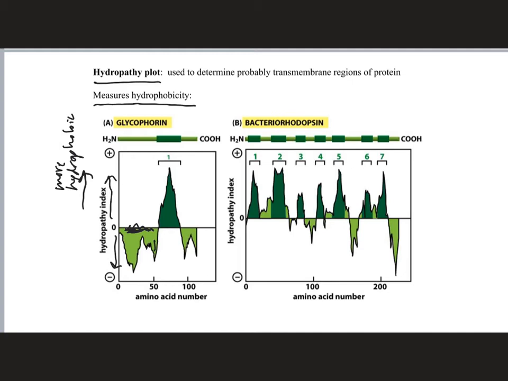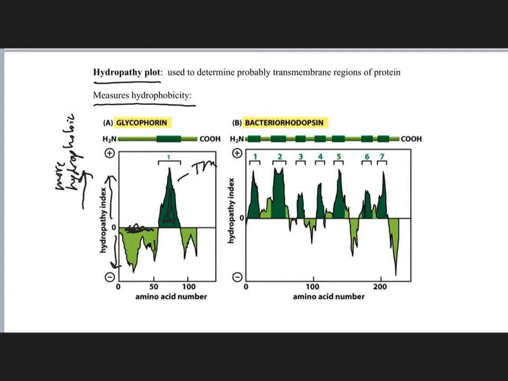But if you have long stretches of 20 amino acids where the majority is nonpolar, that's going to be very hard to dissolve in water. And so your hydropathy index is going to be high. This is probably a transmembrane region because it's a region with a long stretch of hydrophobicity.